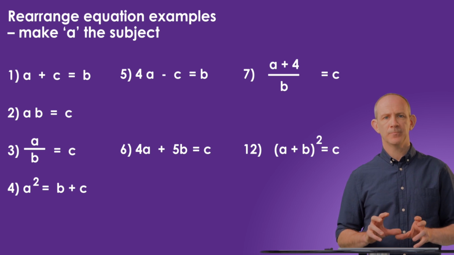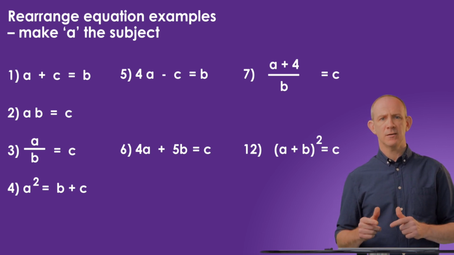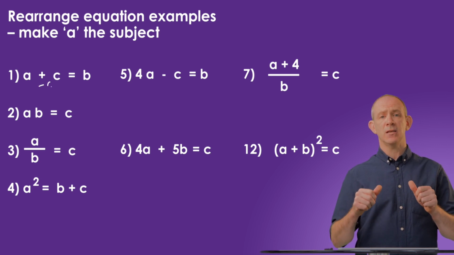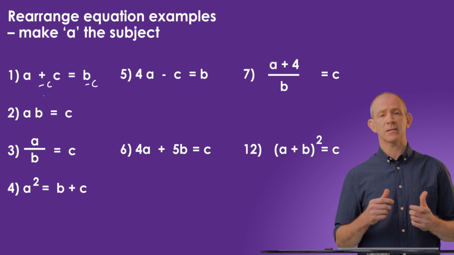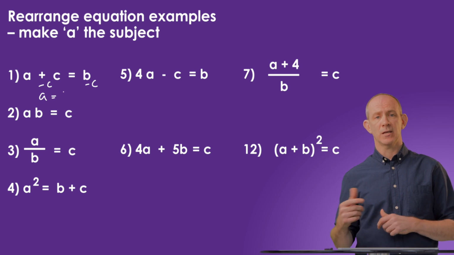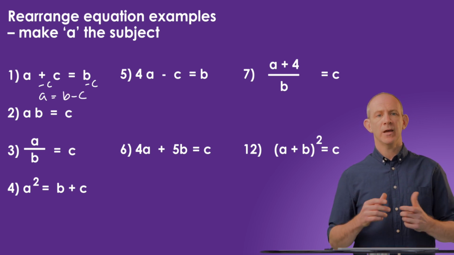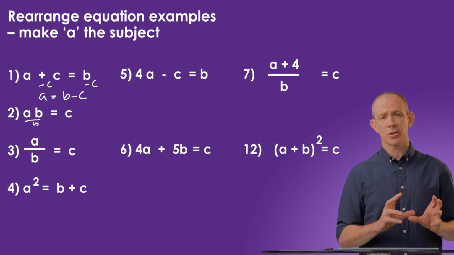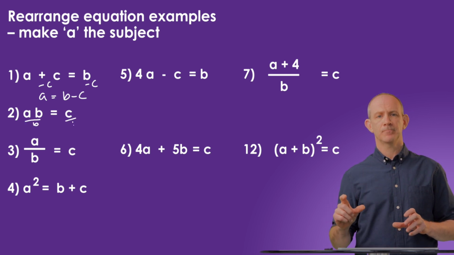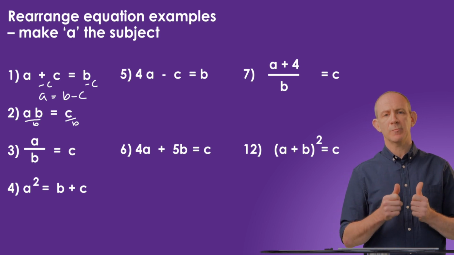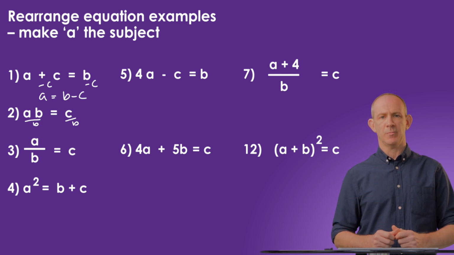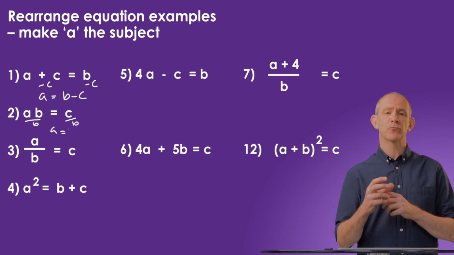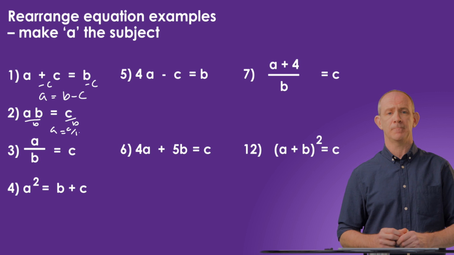So in the first one, we've got A plus C equals B. So we want to make A the subject, so we're going to subtract C from both sides. And we get A equals B, take away C. In the next one, we've got AB, remember, there's multiplication going on there, equals C. So because we're multiplying by B, we're going to divide both sides by B. And we end up with A equals C divided by B. And we'd write that as C over B.